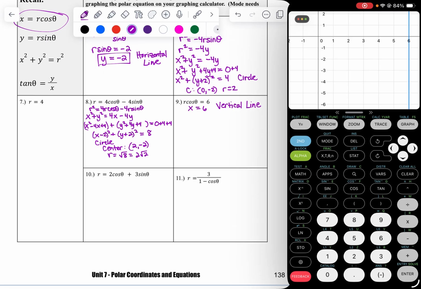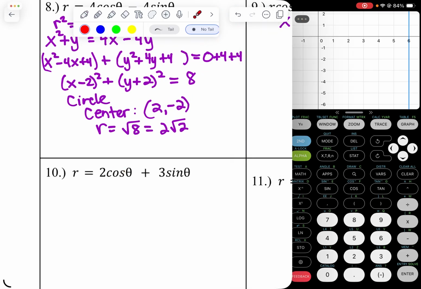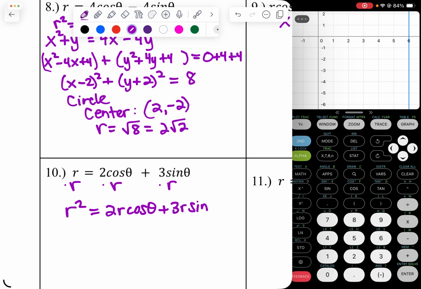All right, a couple more here. So again, this one, we've got things that are really close to being equivalent to x and y. They just need an r. So let's multiply by r. Distribute it through the entire equation. So we get r squared equals 2r times the cosine of theta plus 3r times the sine of theta. So we can replace the r squared with x squared plus y squared. And this is 2x plus 3y.